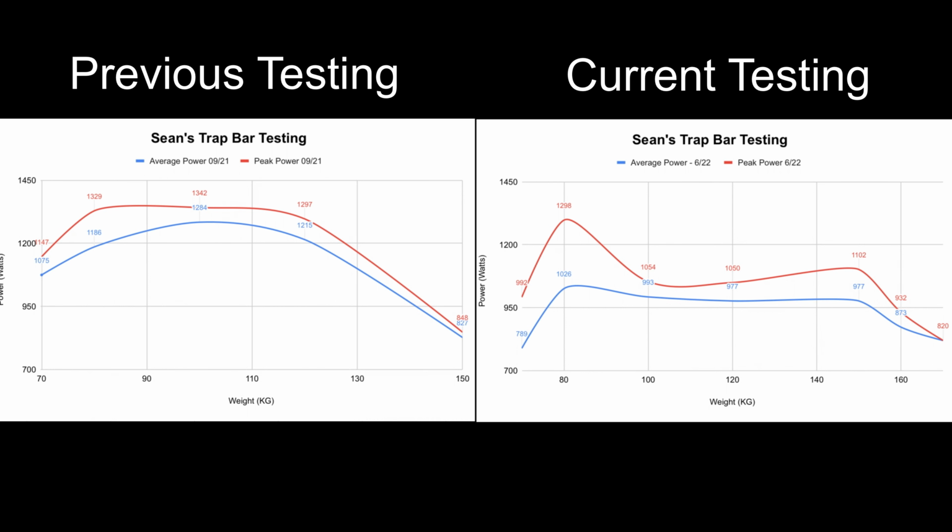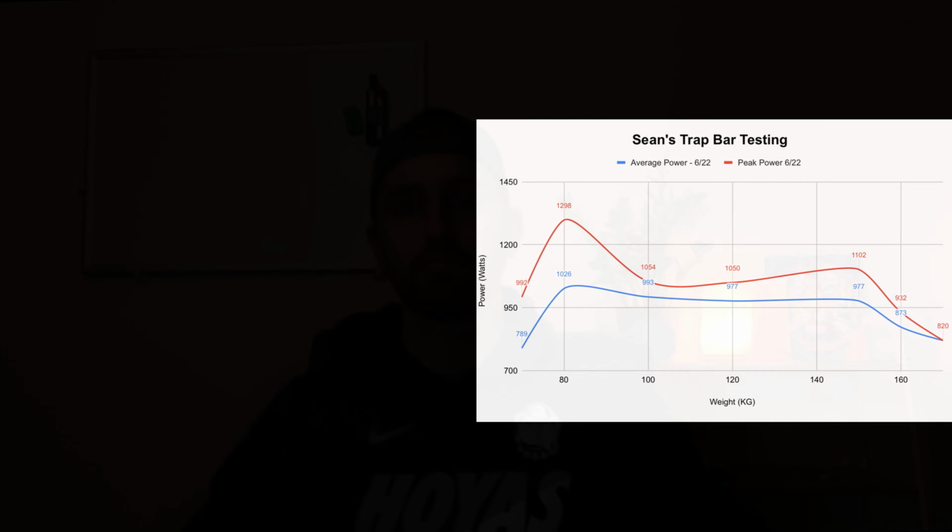His 160 kilo trap bar was actually faster than his 150 last time. So it's interesting. The power may have gone down, but the actual force he's outputting has held very steady and may have almost even improved there a little. So it's all information to be used.